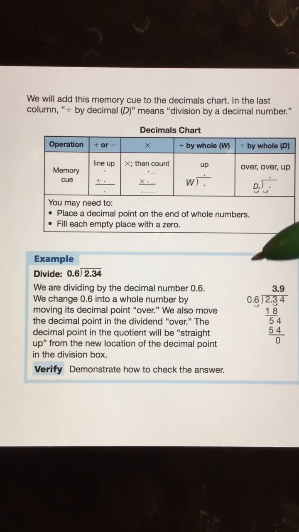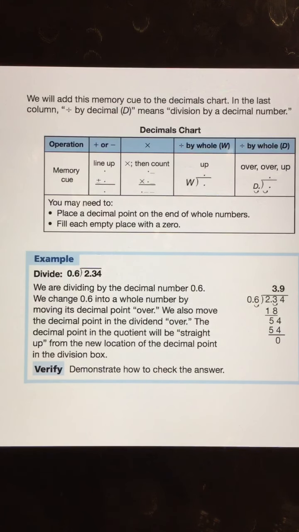Okay. So 6 goes into 23 3 times. That's 18. We subtract, we get 5. We bring down the 4. 6 goes into 54 9 times. 6 times 9 is 54, and our remainder is 0. Now, how would we check our answer?